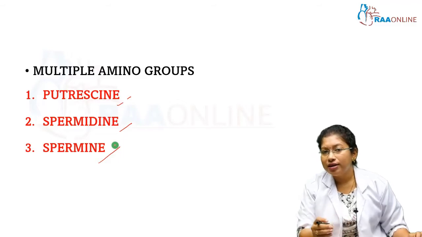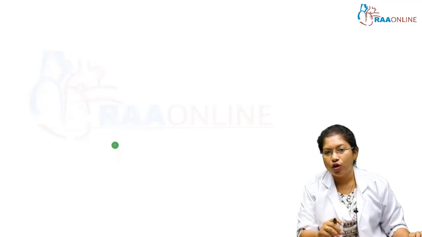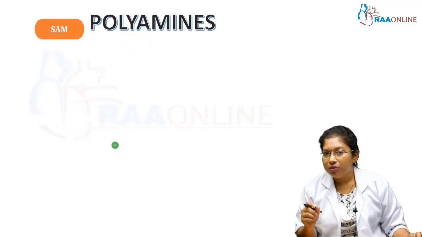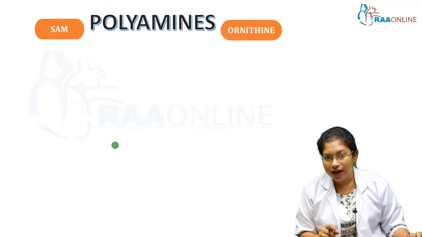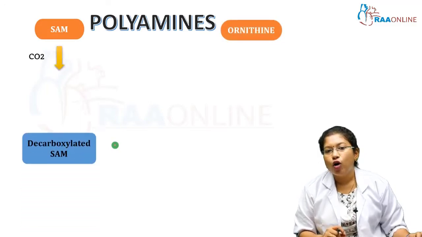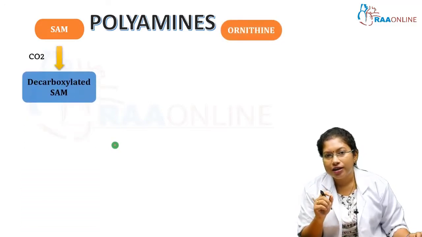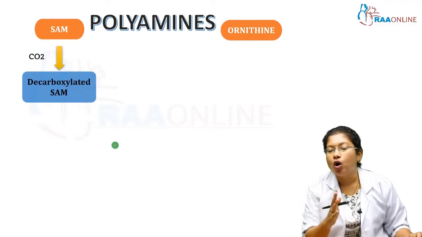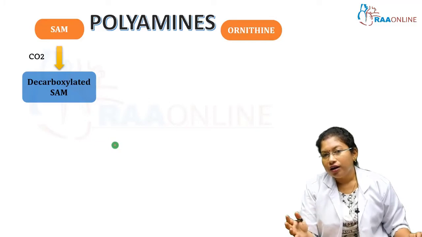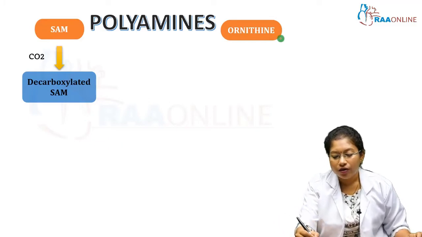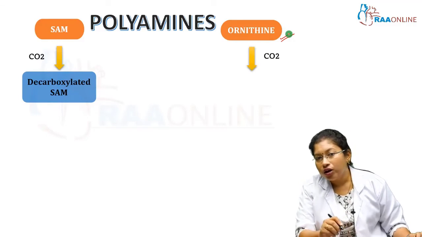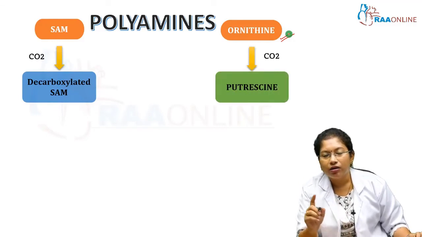So how can we synthesize polyamines in our body? First, S-adenosyl methionine is decarboxylated to form decarboxylated S-adenosyl methionine. The second substrate is ornithine. When ornithine is decarboxylated, you can see here, it gives the first polyamine, that is putrescine.